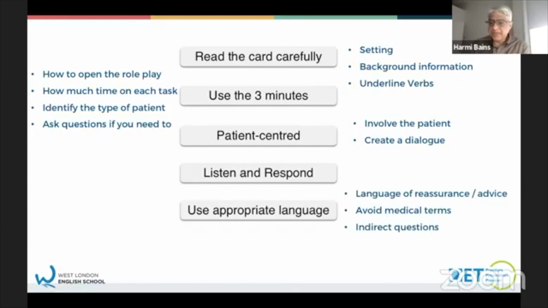Appropriate language, you may have to use language of reassurance or advice. Remember, you're dealing now with a non-medical person, so keep the language simple. Don't use medical terms as well.